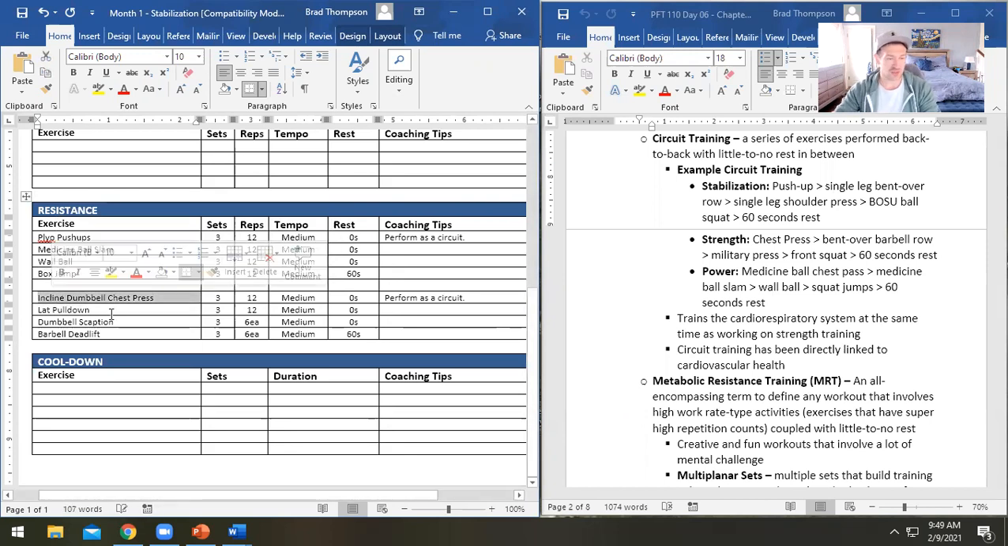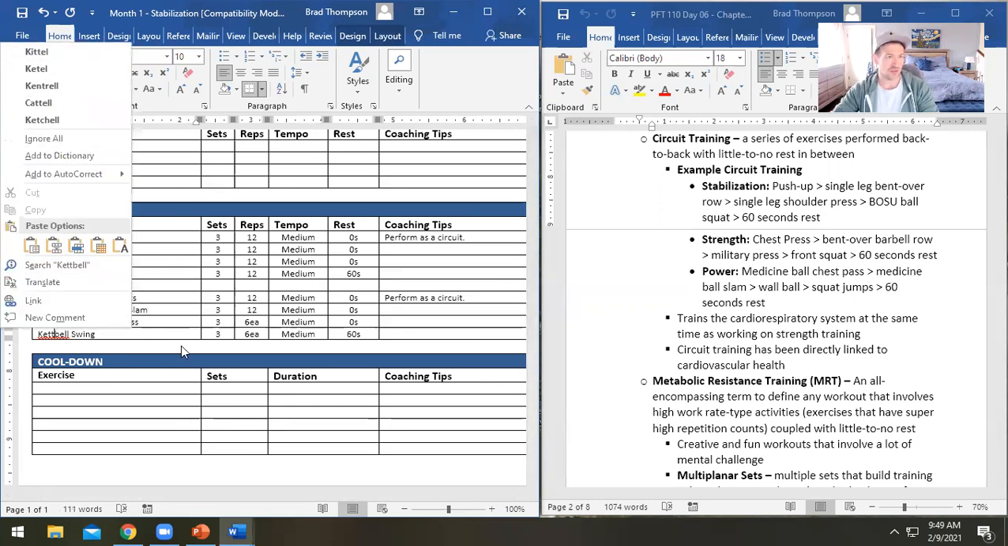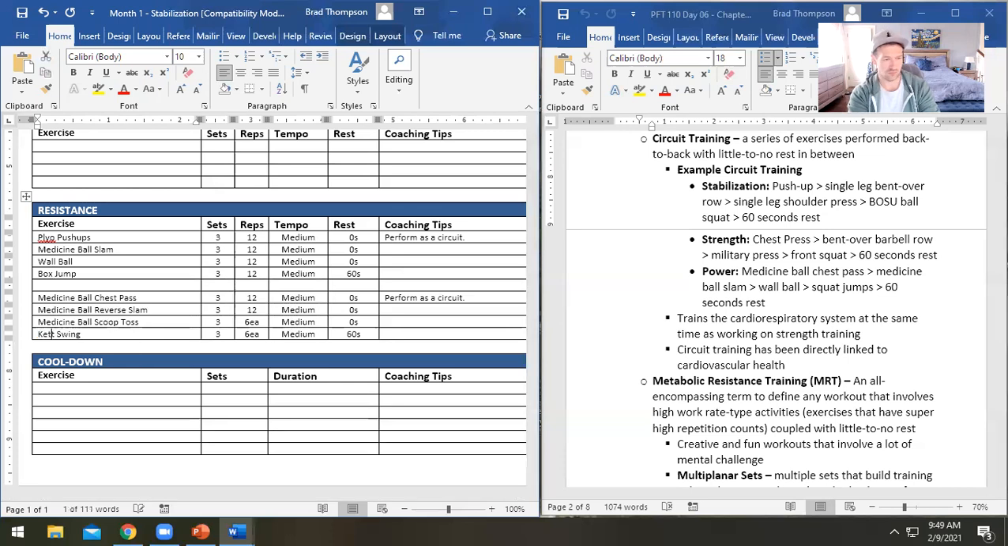Rather than incline dumbbell chest press, we'll do a medicine ball chest pass. Rather than a lat pull down, we will do a medicine ball reverse slam. Rather than dumbbell scaption, we will do a medicine ball scoop toss. And rather than a barbell deadlift, we'll do a kettlebell swing, which I totally just butchered that word. So we'll do a kettlebell swing, right?